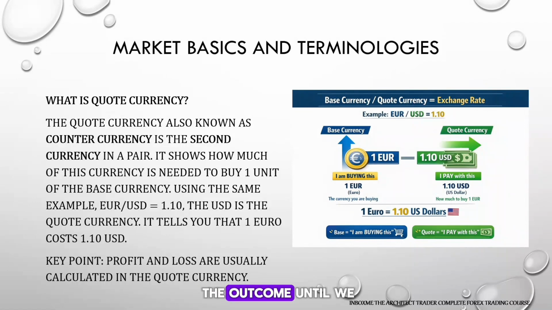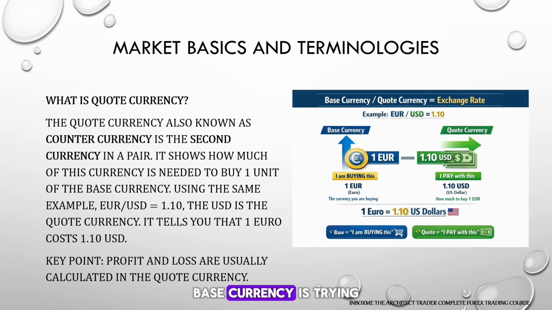Now we don't know the outcome until we see the exchange rates. For example, Euro USD equals 1.10. That means the USD is the quote currency here. So it's trying to tell you that 1 euro costs 1.10. That means we need 1.10 US dollars to get 1 euro. That's what the quote currency is actually trying to tell you.